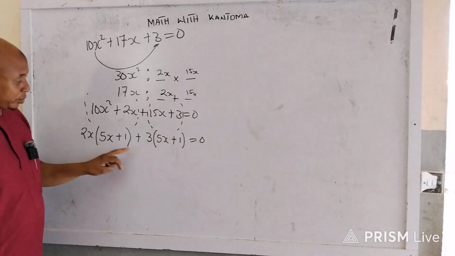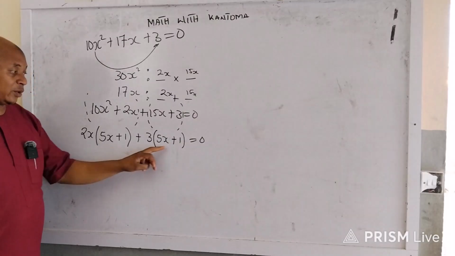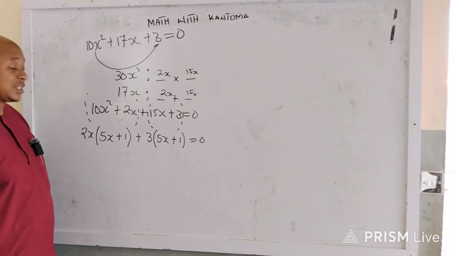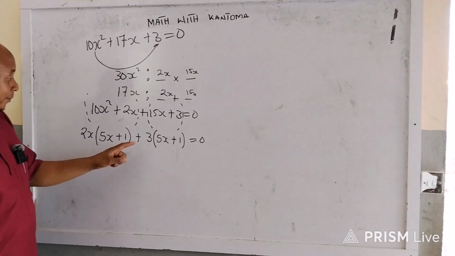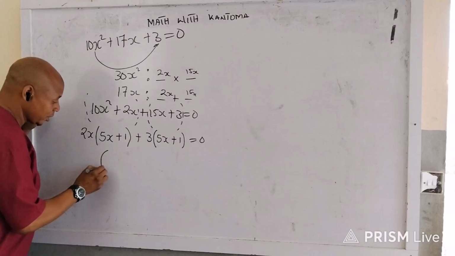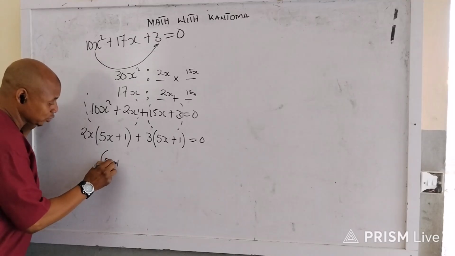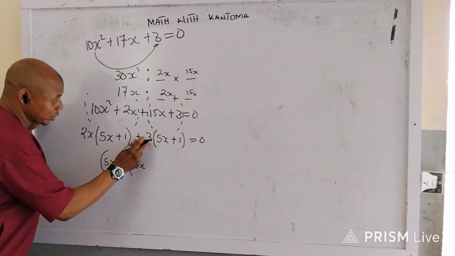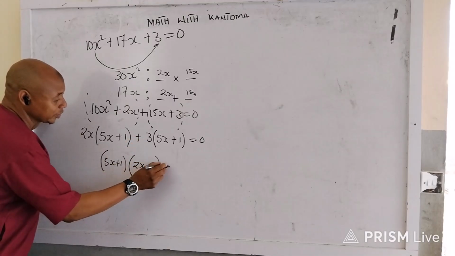If you look at these two brackets, they are equal. If they are not equal, then something is wrong somewhere, and we need to find that missing value. And if they are equal, then we can simply take one of the brackets, meaning 5x plus 1, and this one, 2x plus 3, equal to 0.